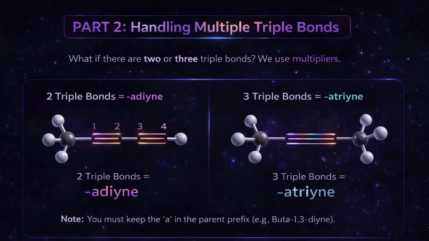Just remember, count your bonds, pick your multiplier, and don't forget the A in the prefix. You're now ready to handle even the most complex alkyne chains.